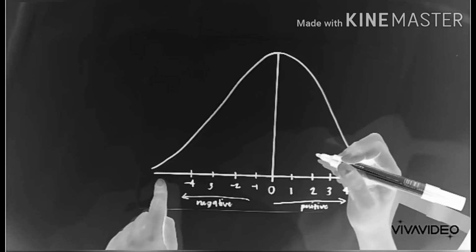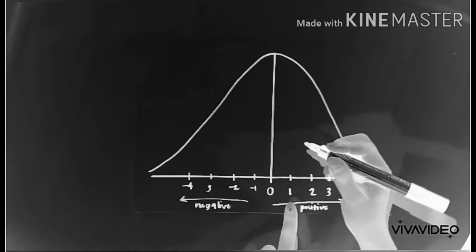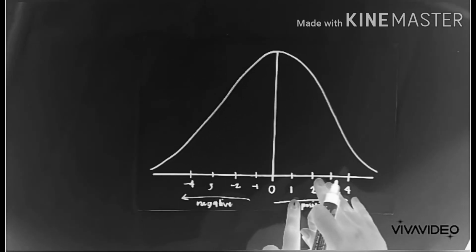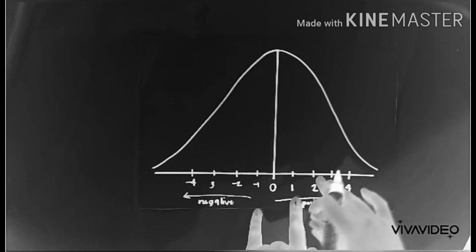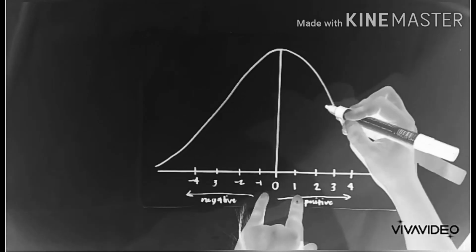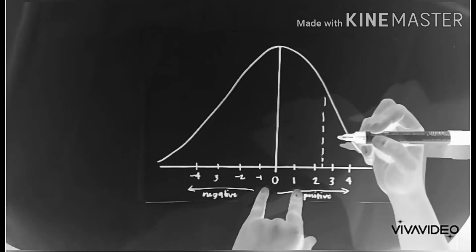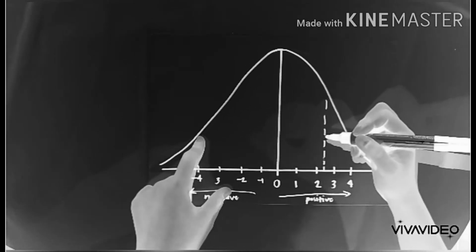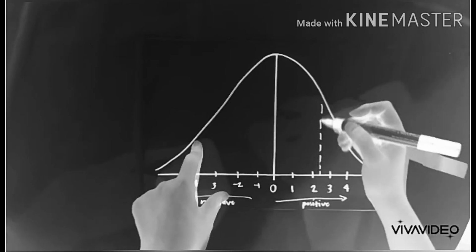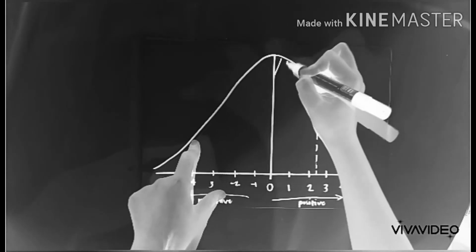So 2.04 is somewhere on the right-hand side of 0, so it's got to be somewhere over here. And that means we're shading from 0 to 2.04.